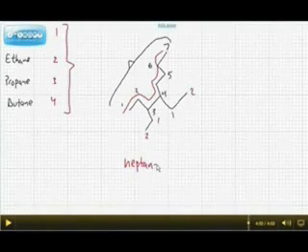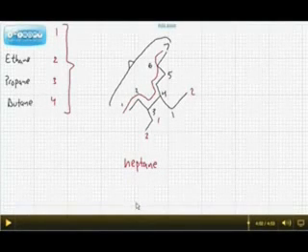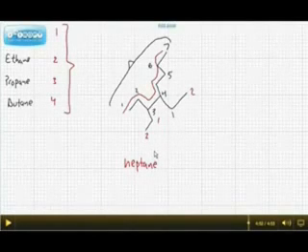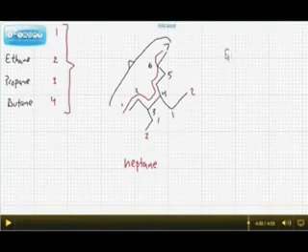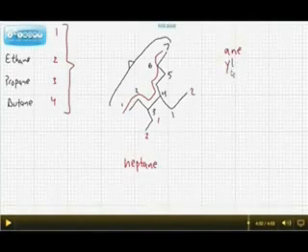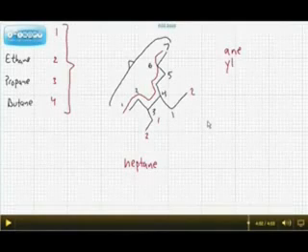But how do we name the branches? Well, the branches have the suffix yl, or il, instead of ane. That's how we differentiate between the parent chain and the branches of carbons coming off of the parent chain. The parent chain is going to have the suffix ane because it's an alkane, and the branches are going to have the suffix yl because they're branches. And that's just the convention in organic chemistry. You just need to know that.